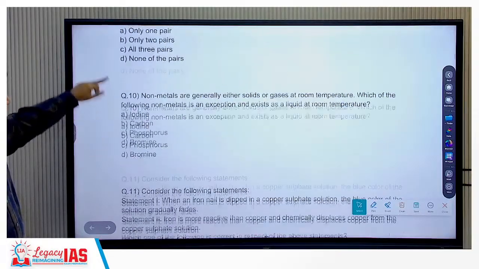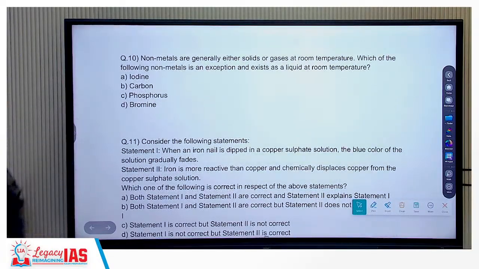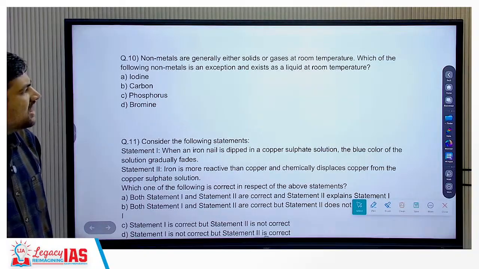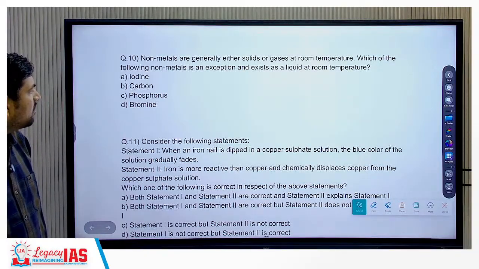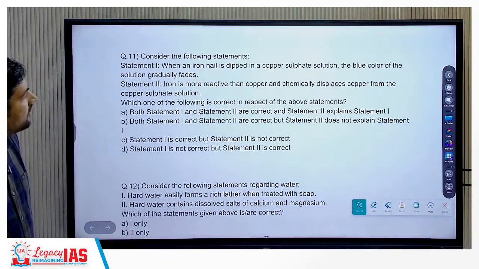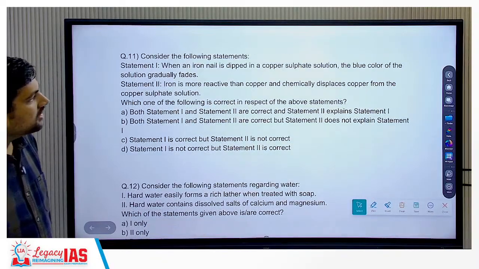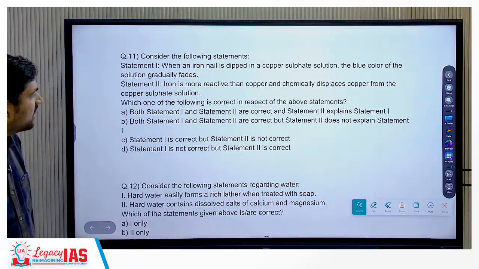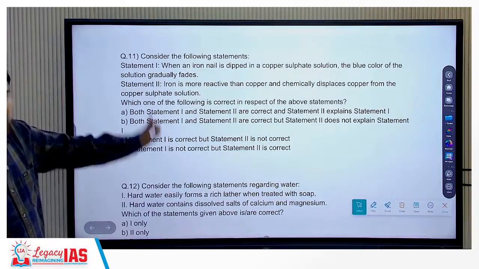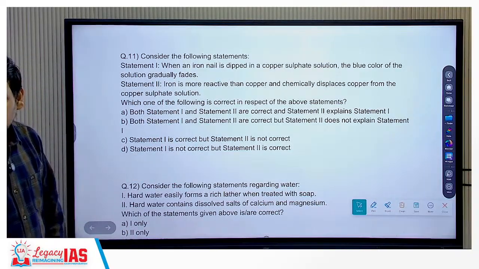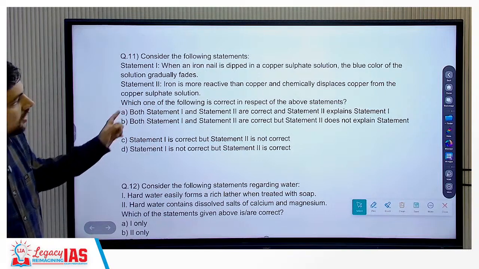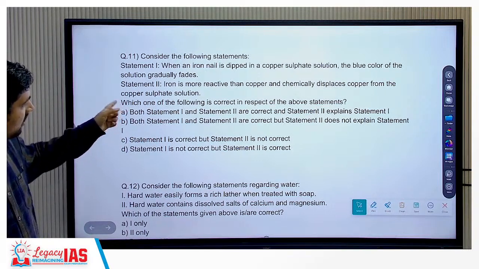Answer becomes C. Then non-metals are generally either solid or gaseous at room temperature. Which of the following non-metals is an exception and exists as a liquid at room temperature? Bromine. Correct. Then when an iron nail is dipped in a copper sulfate solution, the blue color of the solution gradually fades. What do you think? Is this statement correct or not? It is correct. Then iron is more reactive than copper and chemically displaces copper from the copper sulfate solution.